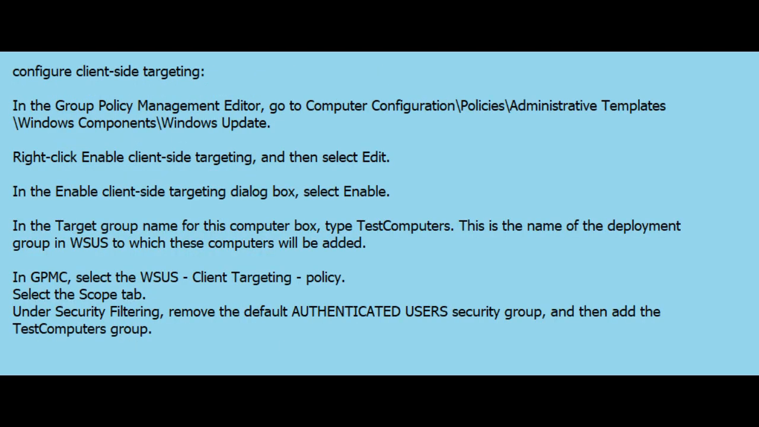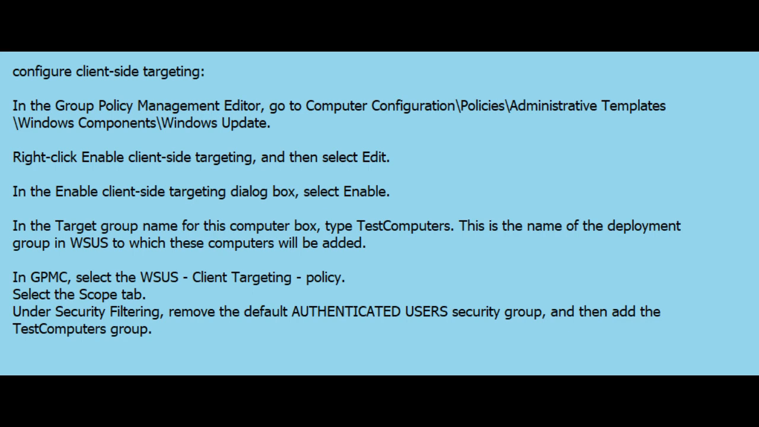Configure client-side targeting. In the Group Policy Management Editor, go to Computer Configuration/Policies/Administrative Templates/Windows Components/Windows Update. Right-click Enable Client-Side Targeting, and then select Edit. In the Enable Client-Side Targeting dialog box, select Enable. In the target group name for this computer box, type Test Computers. This is the name of the deployment group in WSUS to which these computers will be added.